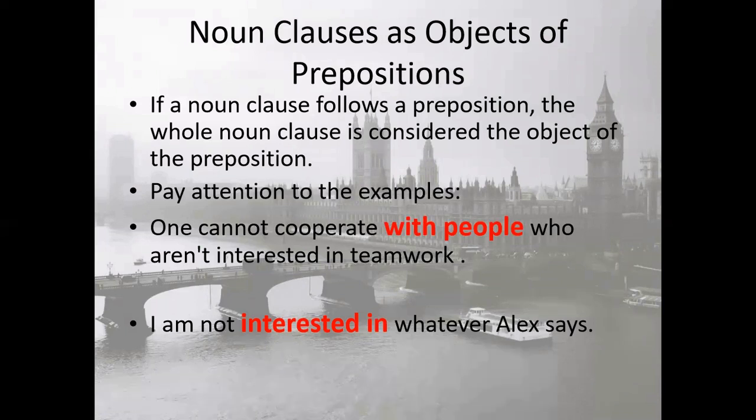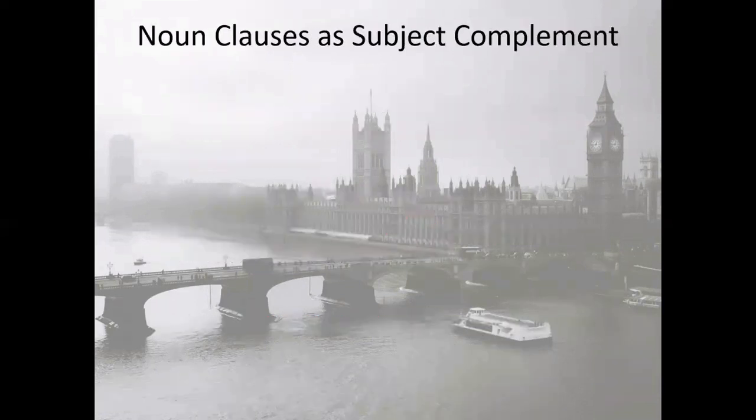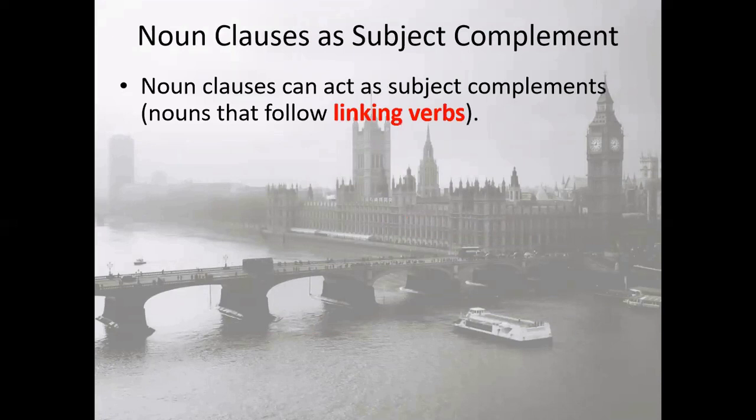Then last but not least, we have noun clauses as subject complement. When we talk about subject complement, any noun clause which gives you more information regarding the subject is called a noun clause used as subject complement. I repeat, any noun clause which gives more information regarding the subject, and the verb used between them will be a linking verb. That means your subject complement is there.